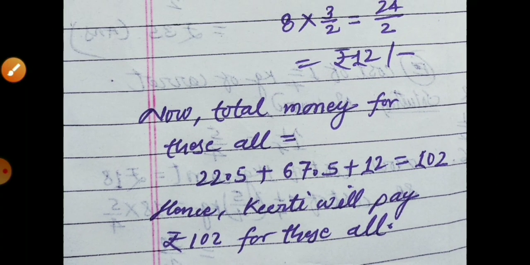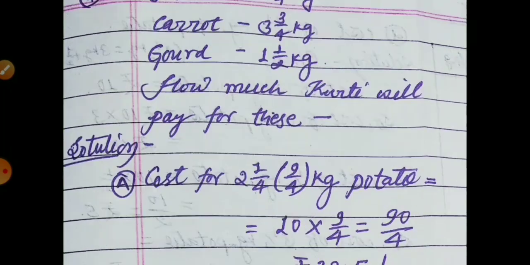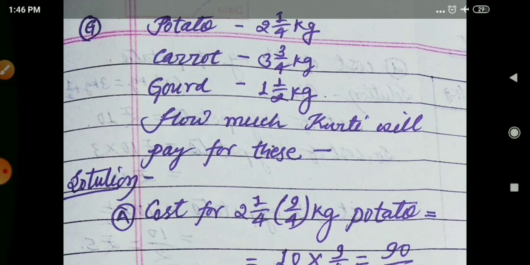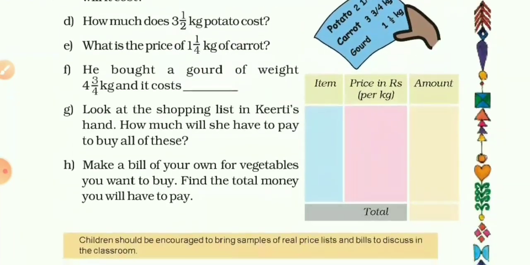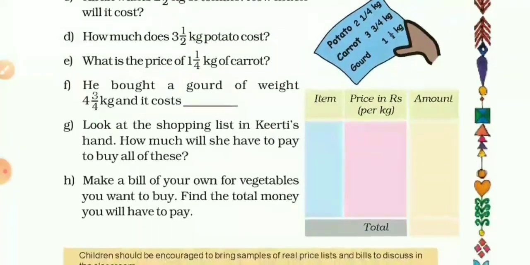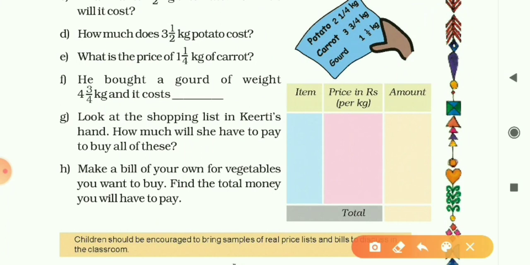Have you understood all this? I hope that you have understood all these questions. And now come to the topic. Next we have A, B, C, D, E, F, G. Yes, till question G we have solved all these questions. And H, here is another question.